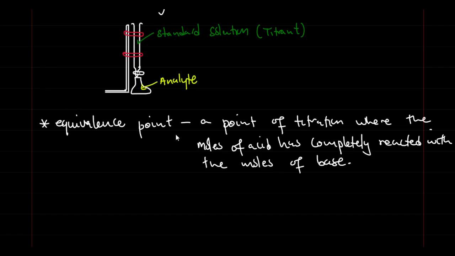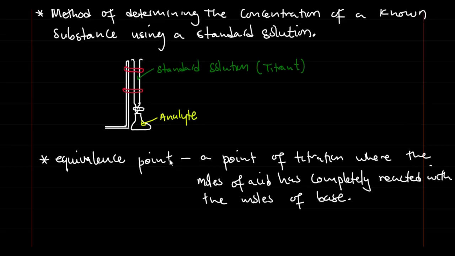But the equivalence point, you cannot see it with your own eyes. We can only see the end point, because the end point is a point of a titration where the indicator changes color. The end point is just a few milliliters away from the equivalence point, maybe 0.0 something or 0.1 or 0.2 milliliters away from the equivalence point.